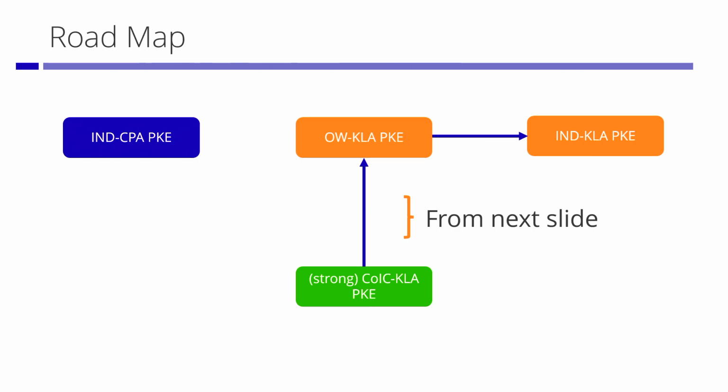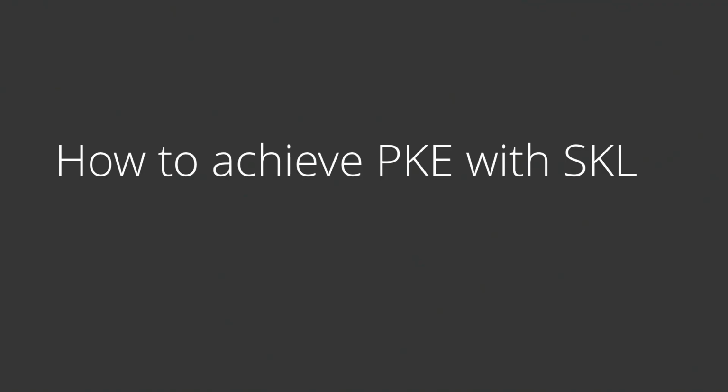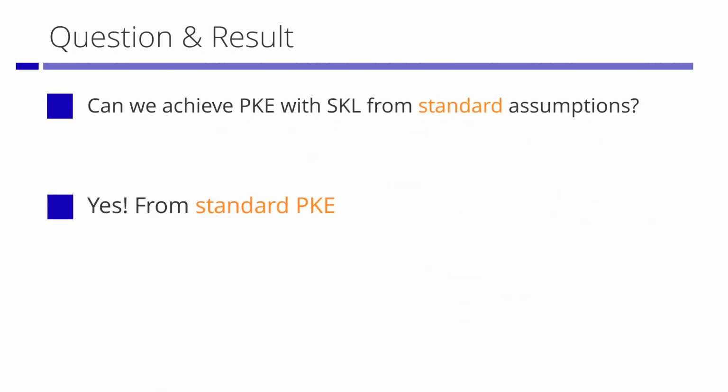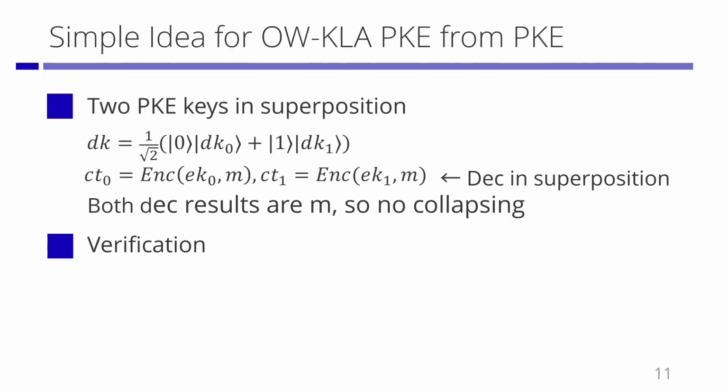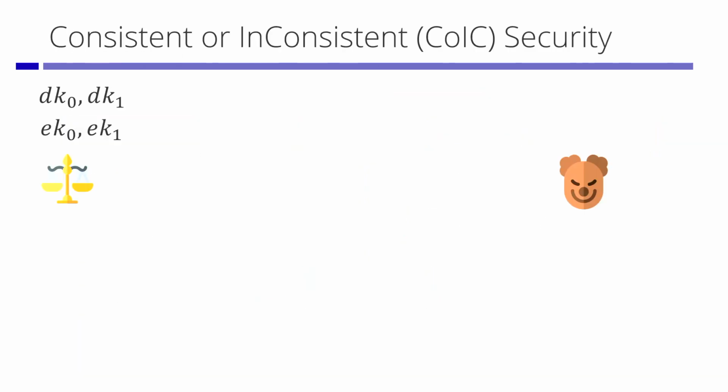To achieve one-way carrier secure PKE, we use COIC carrier secure PKE. Precisely speaking, we need a stronger version of COIC security, but to make this presentation simple, I use the normal notion of COIC security in this talk. Okay, from the next slide, I'm explaining how to achieve one-way carrier secure PKE from this new security notion. So first I explain what is consistent or inconsistent security.